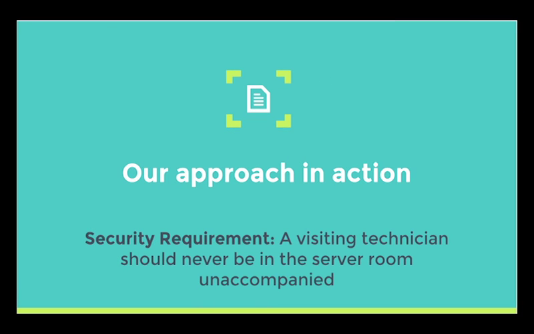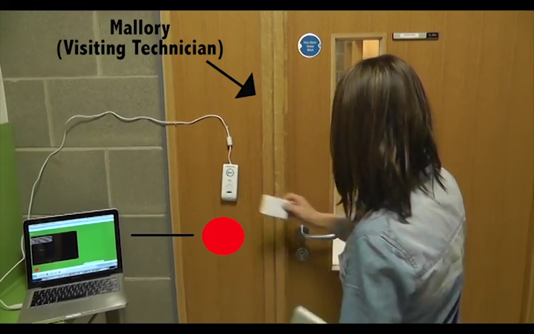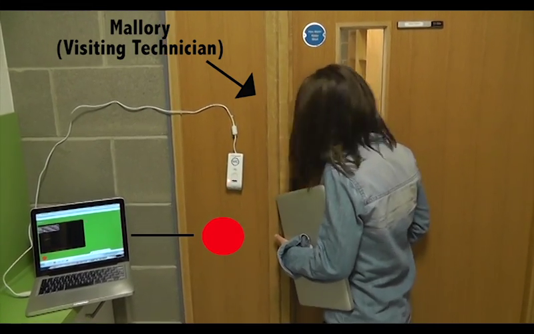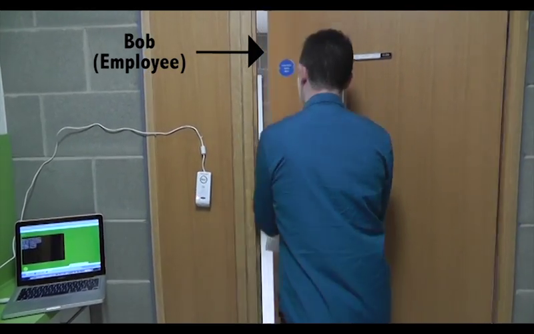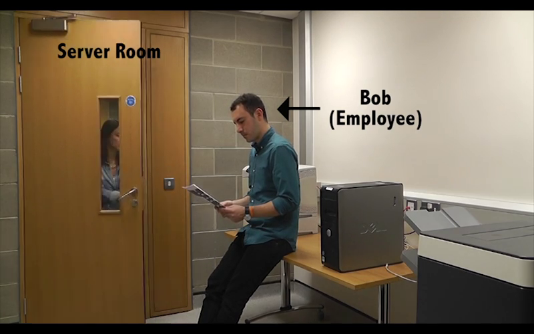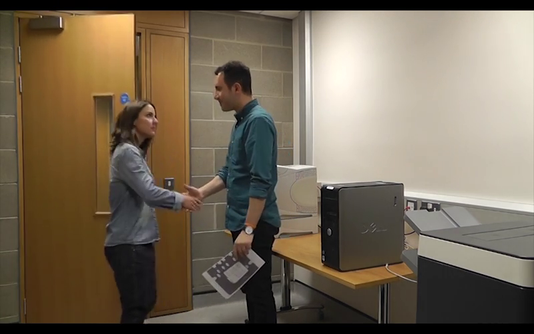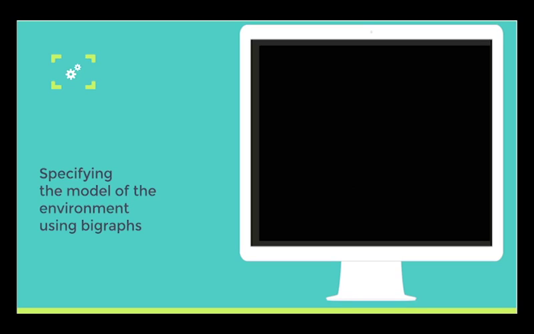Here is how the approach works in practice. Consider the security requirement for a visiting technician never to be in the server room unaccompanied. When she tries to access the server room, the system preemptively forbids her access. But after employee Bob enters the server room, her access can be granted. Let's see how this works.